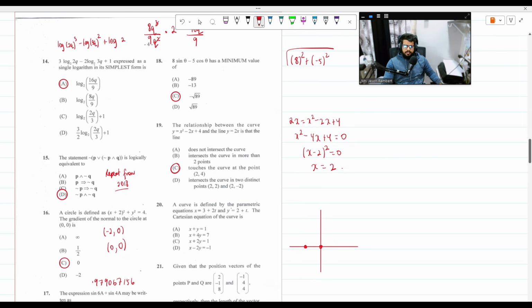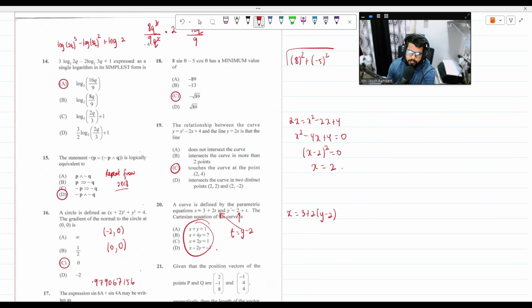A curve is defined by the parametric equations x and y. The Cartesian equation of the curve. So this is yet again a repeat question. I can't remember what the answer is, but doing the solution for this is not that difficult. From here, t is equal to y minus 2. Throw that inside. x is equal to 3 plus 2 into y minus 2.